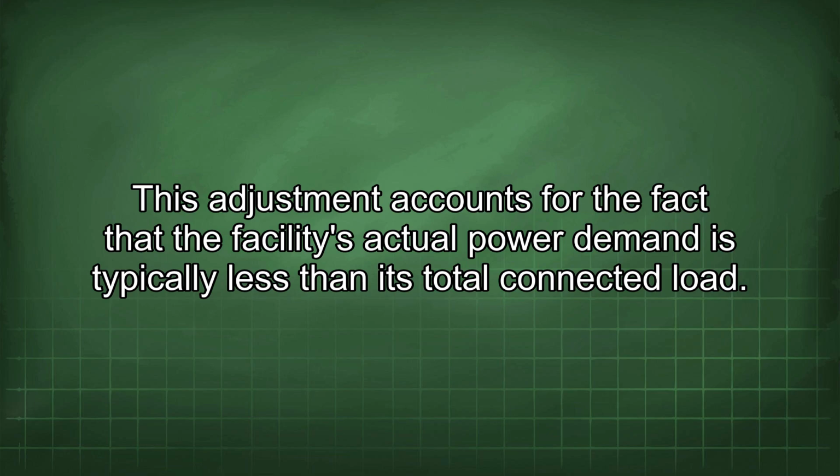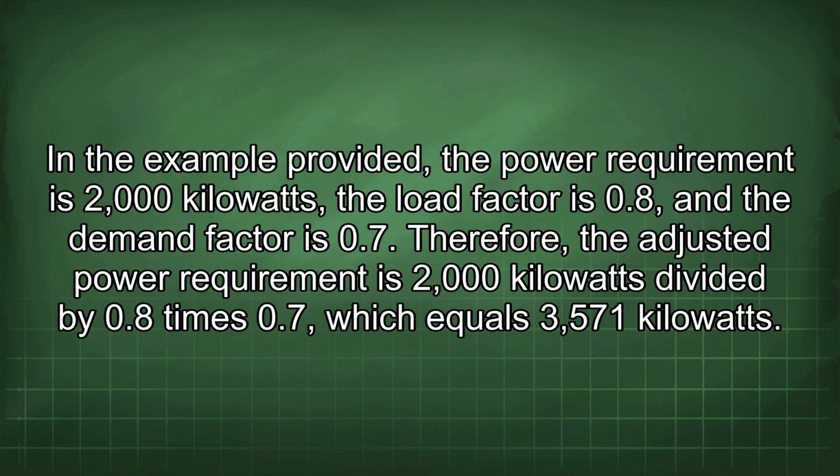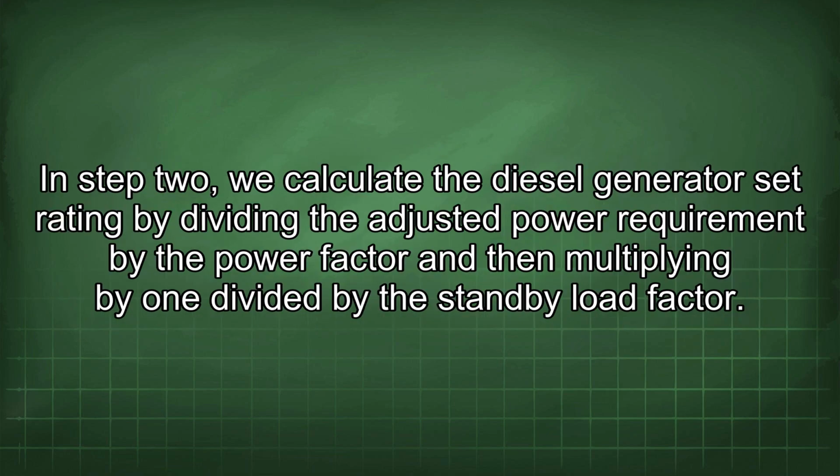This adjustment accounts for the fact that the facility's actual power demand is typically less than its total connected load. In the example provided, the power requirement is 2000 kilowatts, the load factor is 0.8, and the demand factor is 0.7. Therefore, the adjusted power requirement is 2000 kilowatts divided by 0.8 times 0.7, which equals 3571 kilowatts.